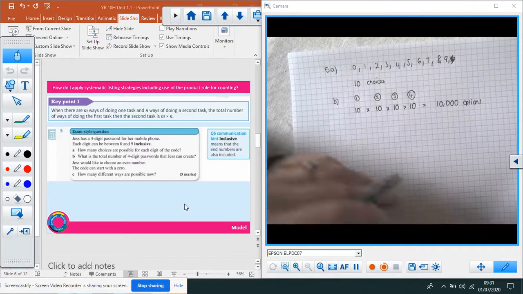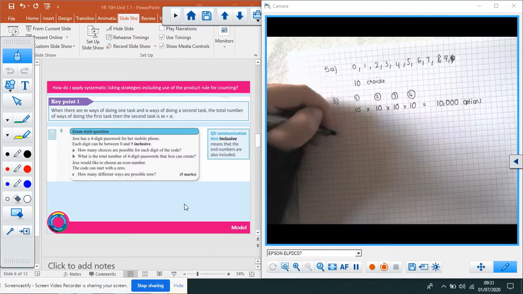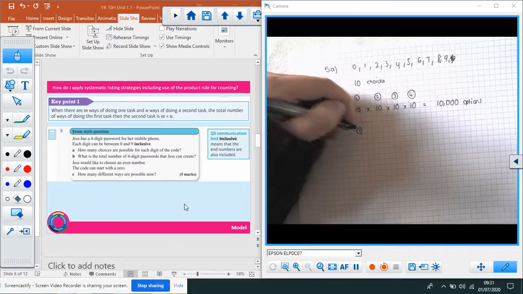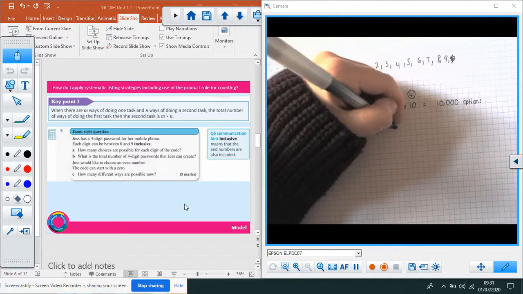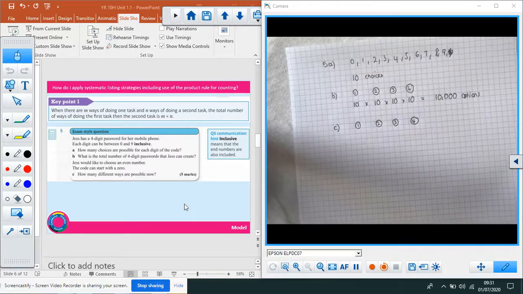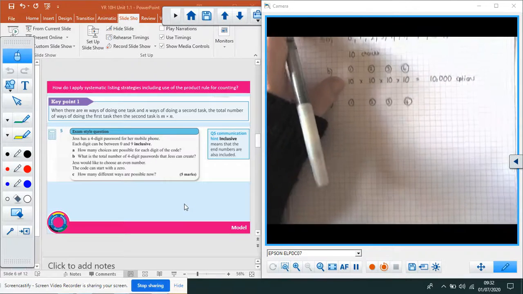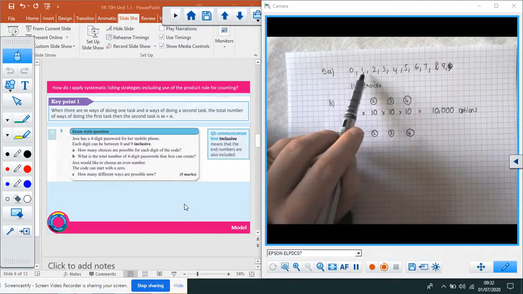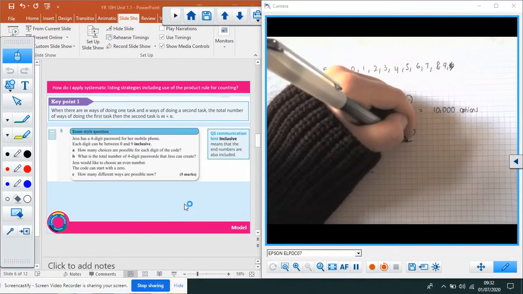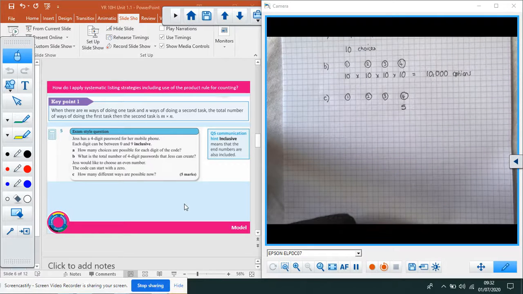Okay? Then part C says, Jess would like to choose an even number. The code can start with a 0. How many different ways are possible now? So we need to consider something. We've got 4 different digits: first digit, second digit, third digit, fourth digit. She wants it to be even. So in order for a number to be even, it must end in an even number. Now, in the list of digits that she can have, there are 5 even numbers. So for the last digit, she only has 5 choices. It's either going to be 0, 2, 4, 6, or 8.